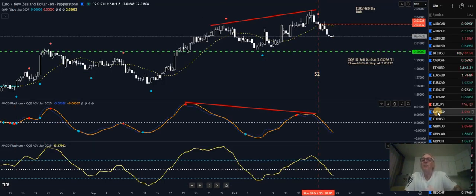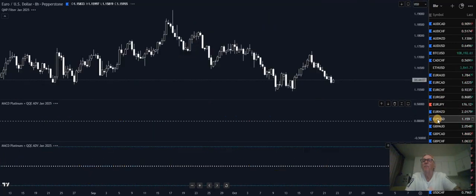Euro New Zealand in a sell. It was a QQE sell. See the divergence there, and close half, stop in place. Hopefully control that stop down a bit, and we can't lose on that.